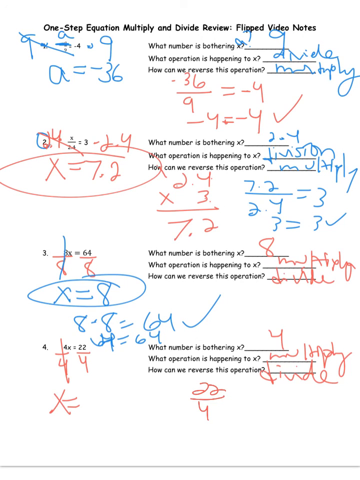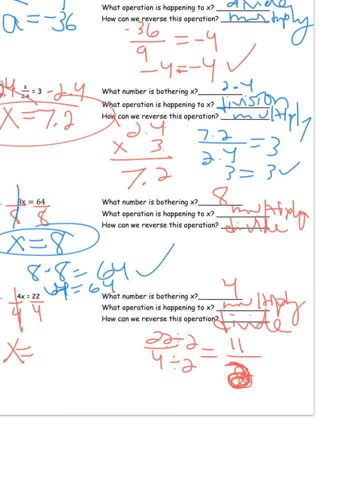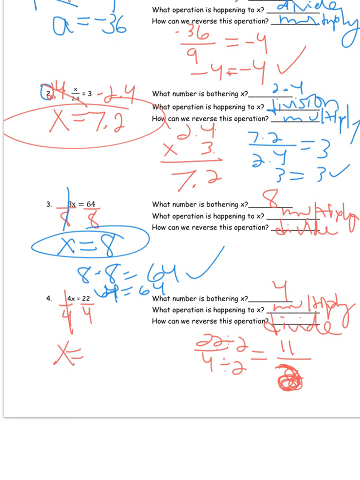But I can't leave it as 22 over 4 because that's not reduced. So what I'm going to do is divide by 2 on the top and the bottom. So 22 divided by 2 is 11. 4 divided by 2 is 2. Okay, so now I'm going to go back over here, and it's going to say x equals 11 over 2, and that's my final answer.